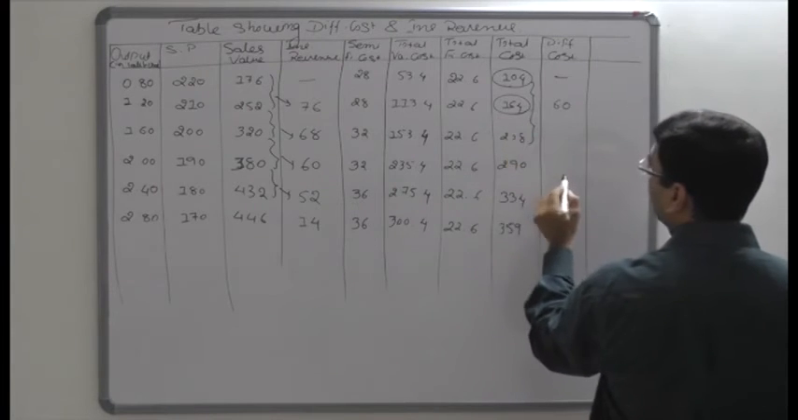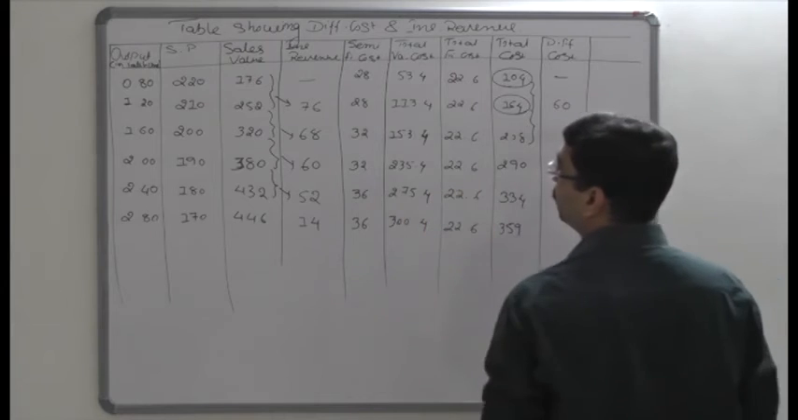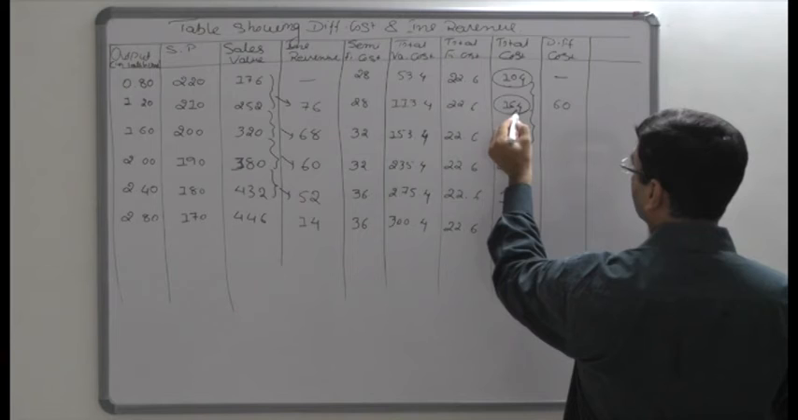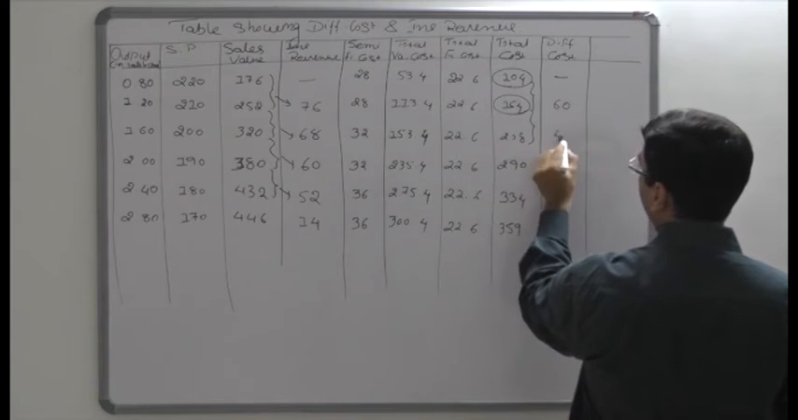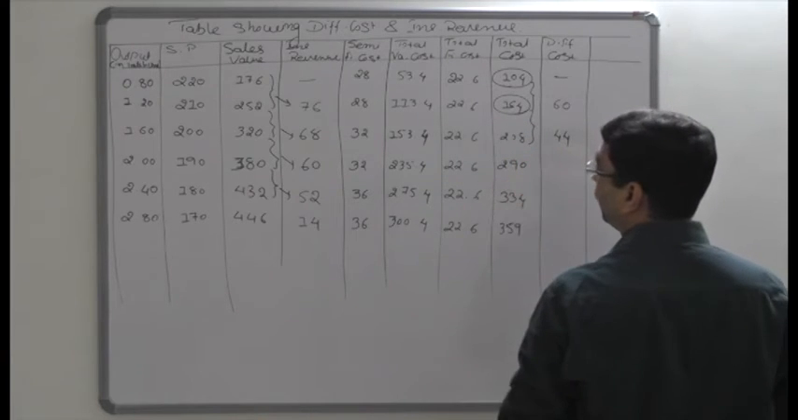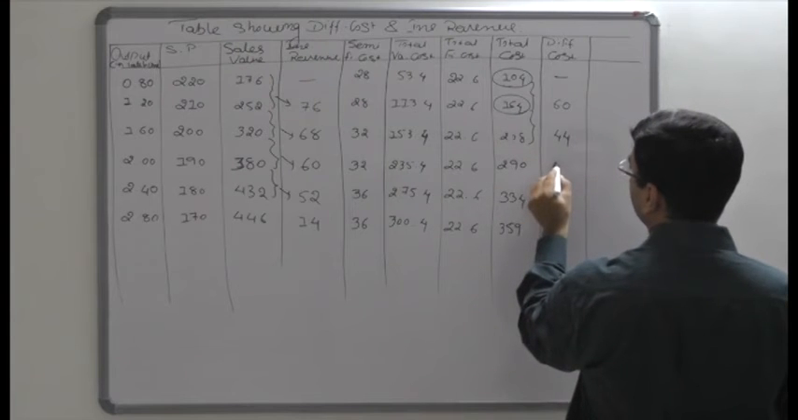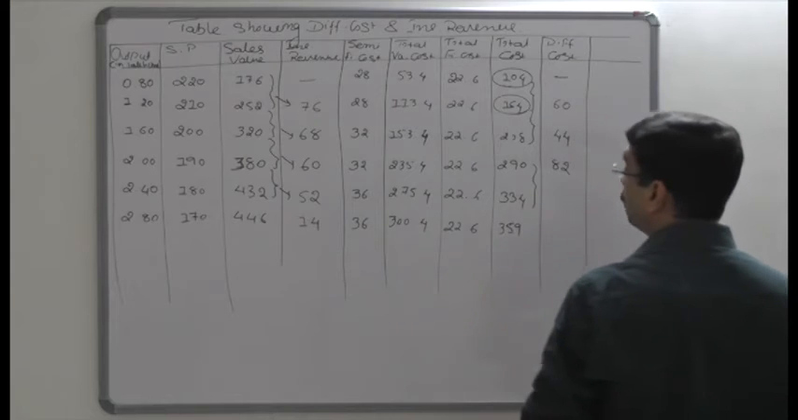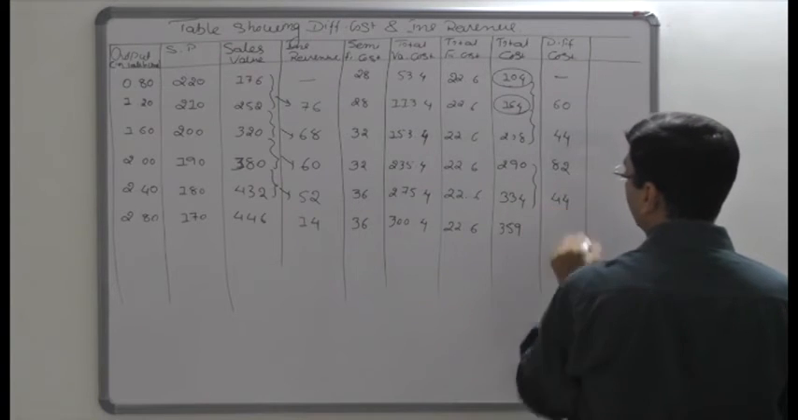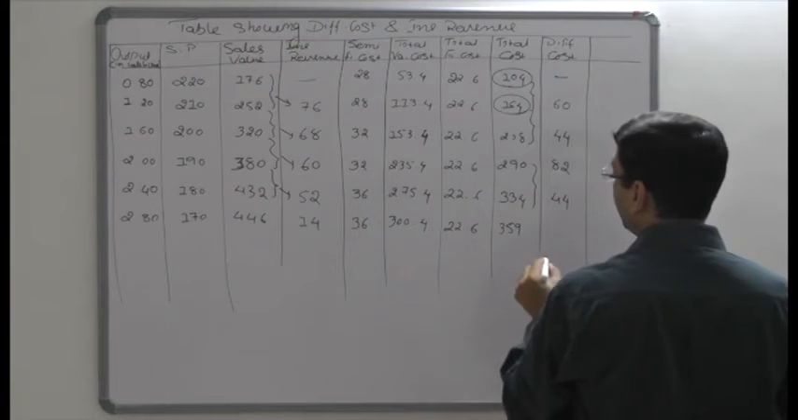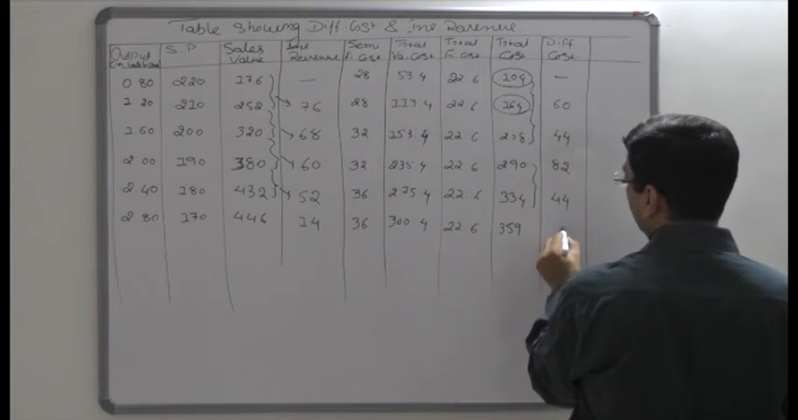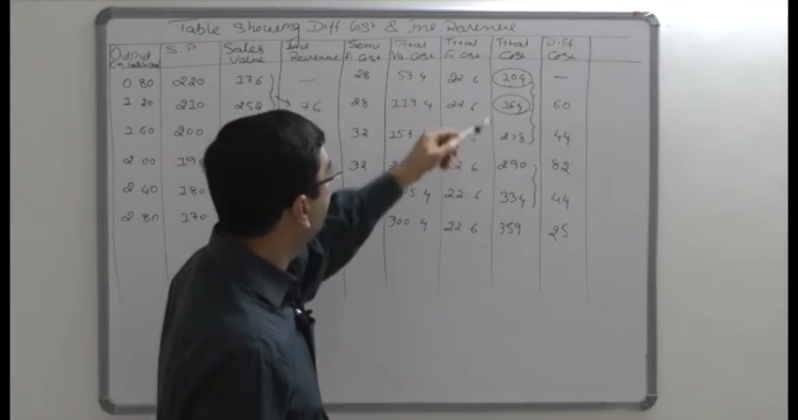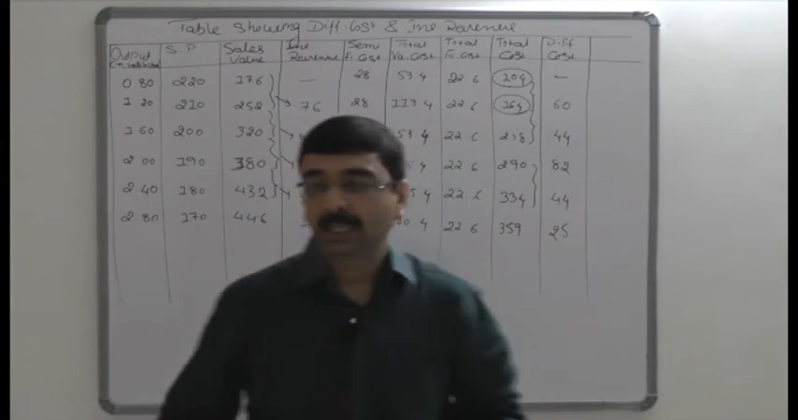The same way we will identify the differential cost for the next output from 1.20 to 1.60, and that is 36 and 8, so it comes to 44. Then we compare 1.60 to 2, and that comes to 82. Then between 2 and 2.40 it comes to 44, and the last, 2.40 to 2.80, comes to 25.